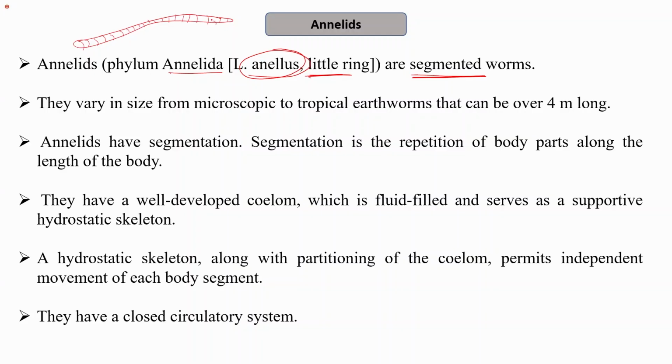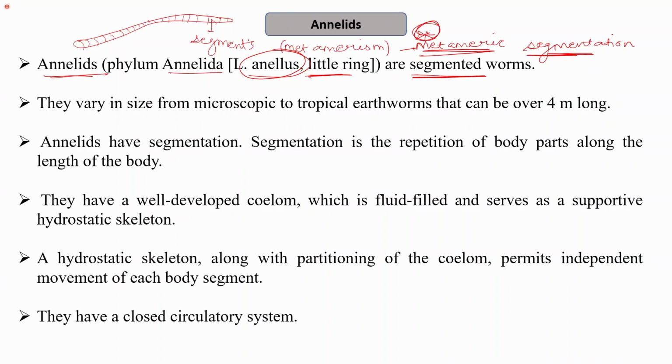So these are the different segments. This pattern of segmentation in the worms is also known as metamerism. So they basically have metameric segmentation. This segmentation is a very important property of annelids. Metameric segmentation is present in the annelids. This is a kind of special feature. So they are called annelids because their body, as I mentioned, is segmented and made up of little rings known as annulus, and therefore the phylum Annelida.